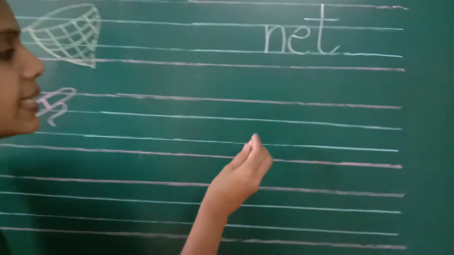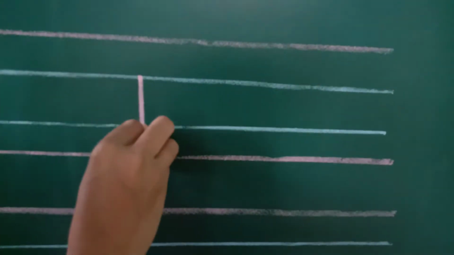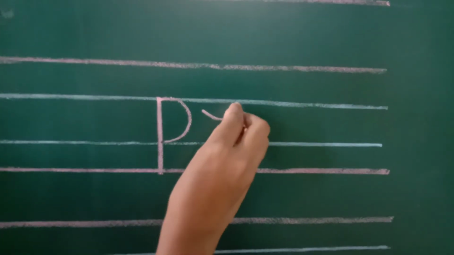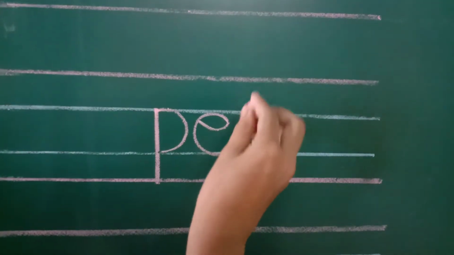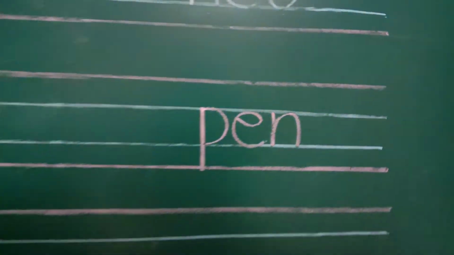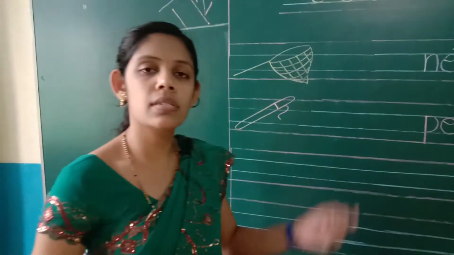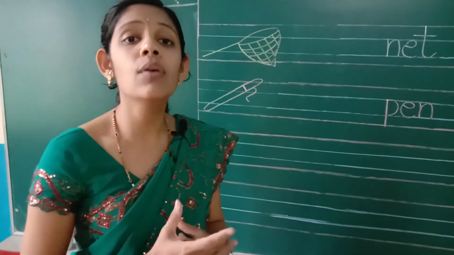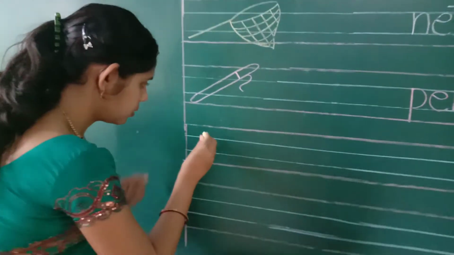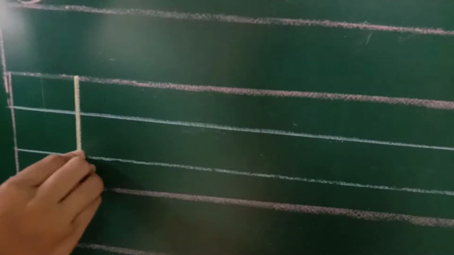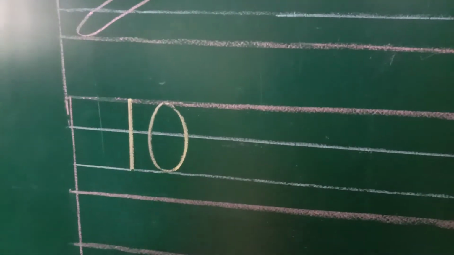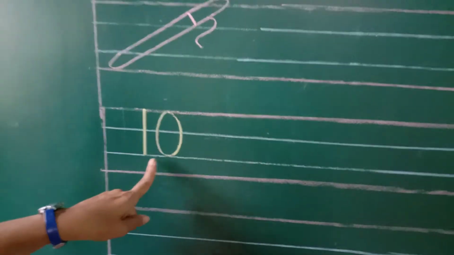P-E-N, pen. So let's write from pink line to blue line P. In between 2 lines E and in between 2 lines N. P-E-N, pen. These 2 pictures are done. Very good. Now you have to tell me which number I am going to write here. Tell me beta which number it is. Very good. This is number 10.